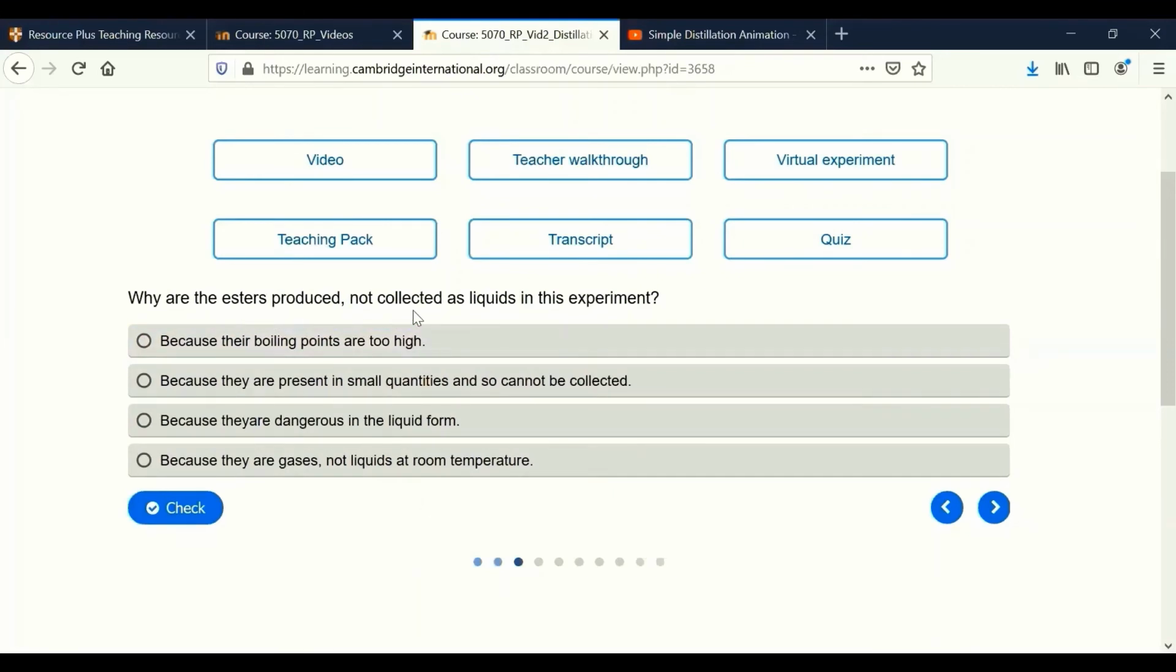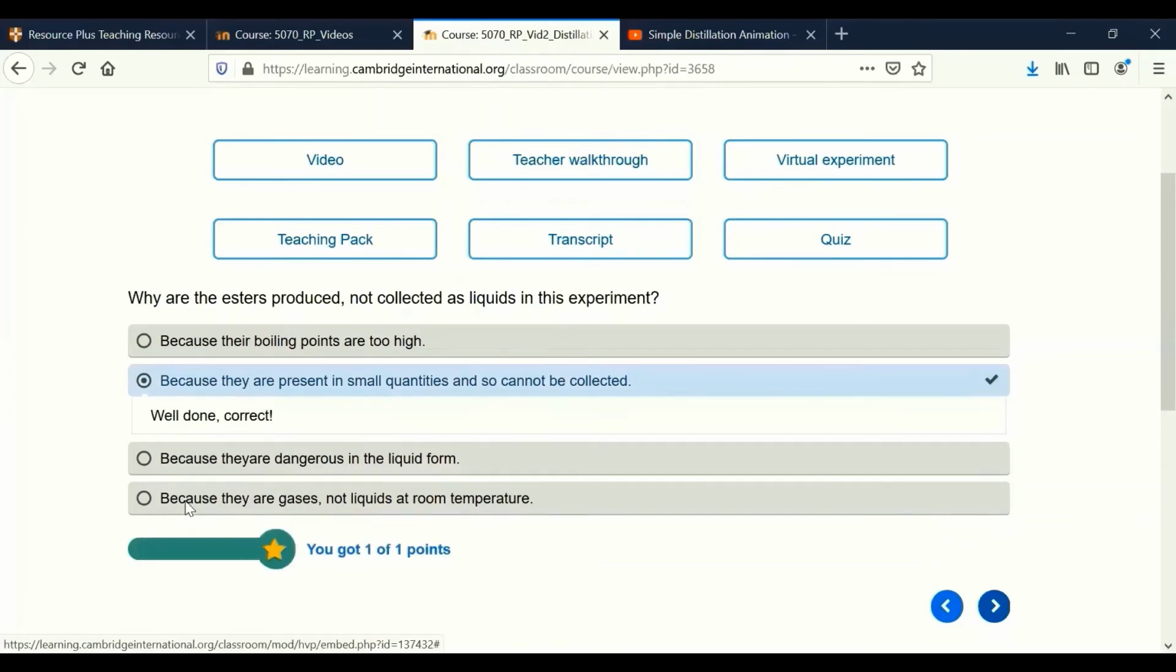Why are the esters produced not collected as liquids in the experiment? Because their boiling points are too high, because they are present in small quantities and so cannot be collected, because they are dangerous in the liquid form, because they are gases, not liquids at room temperature. Because they are present in small quantities and so cannot be collected.